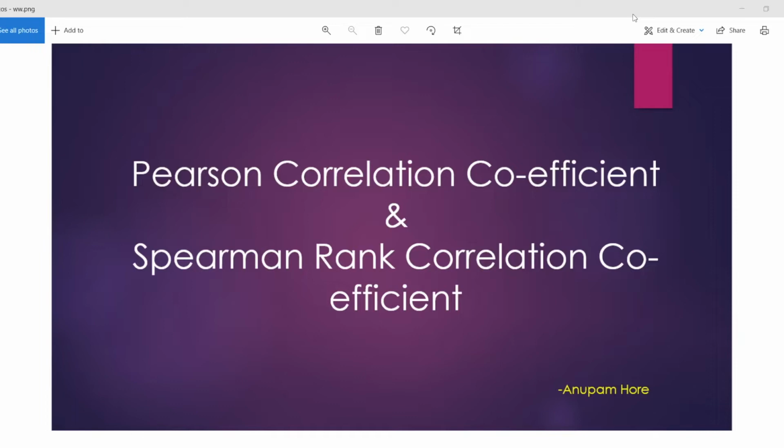We need to know what the differences are between Pearson's correlation coefficient and Spearman rank correlation coefficient, what actually they are, why we require them, and what the formulas are. We'll see all these things in today's lecture. It will be a very short tutorial because these two topics are very easy to understand. So let me straight away start.